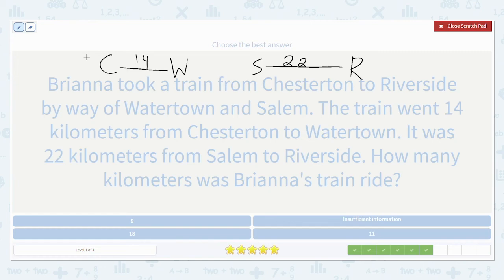We can't answer this question. We need to know how far it was from Chesterton to Riverside, but we're missing this middle part of the trip. We don't know how far it is from Watertown to Salem. It could be 4 kilometers, it could be 400 kilometers. We don't know. And without knowing, we don't have enough information to answer this question.